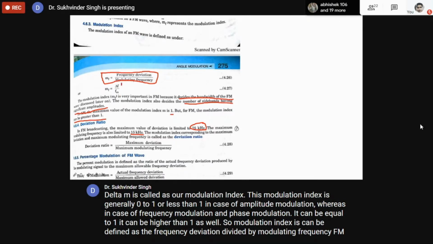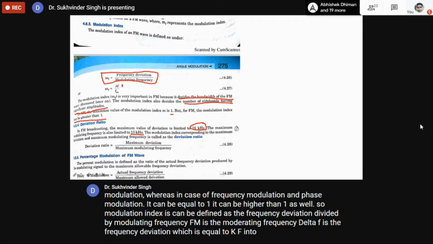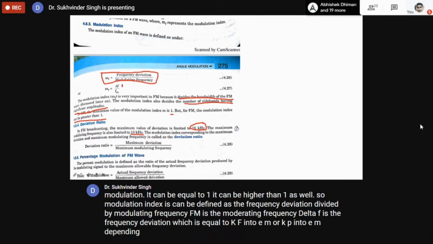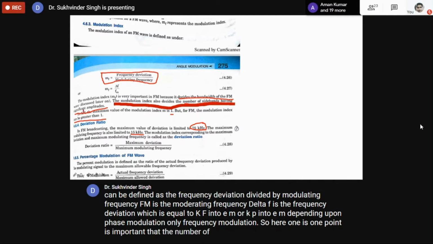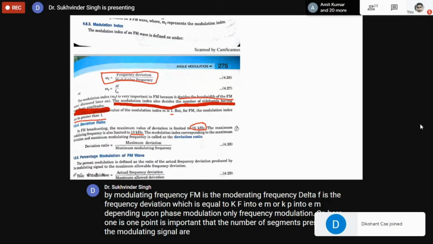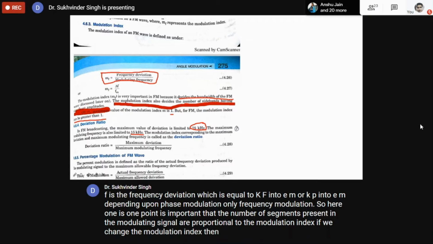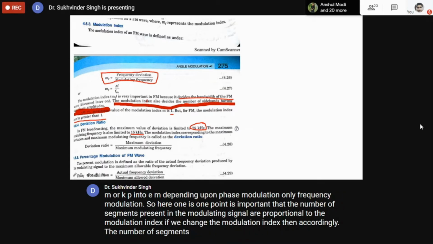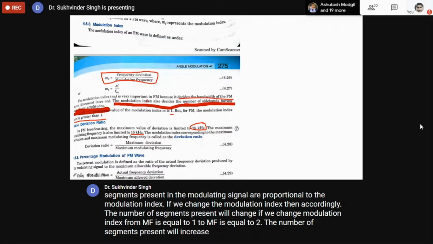Fm is the modulating frequency, delta F is the frequency deviation, which is equal to Kf into Em or Kp into Em, depending upon phase modulation or the frequency modulation. So here one point is important, that the number of sidebands present in the modulating signal are proportional to the modulation index. If we change the modulation index, then accordingly the number of sidebands present will change. If we change modulation index from MF is equal to 1 to MF is equal to 2, the number of sidebands present will increase from 2 to 4.